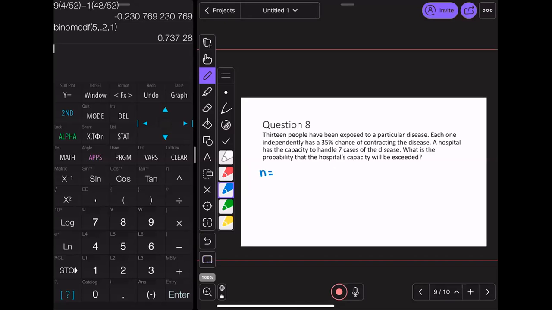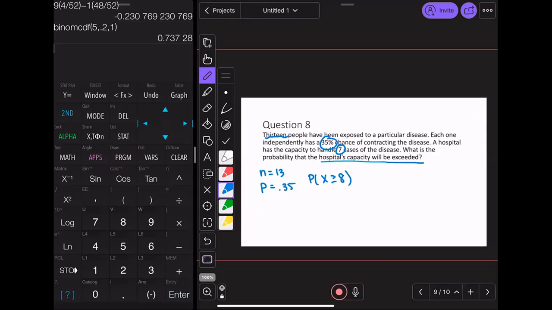So N is the number of trials or observations. In this case, there are 13 people. So that's going to be N. P is the probability. In that case is a 35% chance, which is going to be 0.35. And then hospital's capacity will be exceeded. We're trying to find the probability that X exceeded means more than. So if the hospital can handle 7 cases, what would exceed their capacity is 8 or more. So we're trying to find the probability that X is greater than or equal to 8.